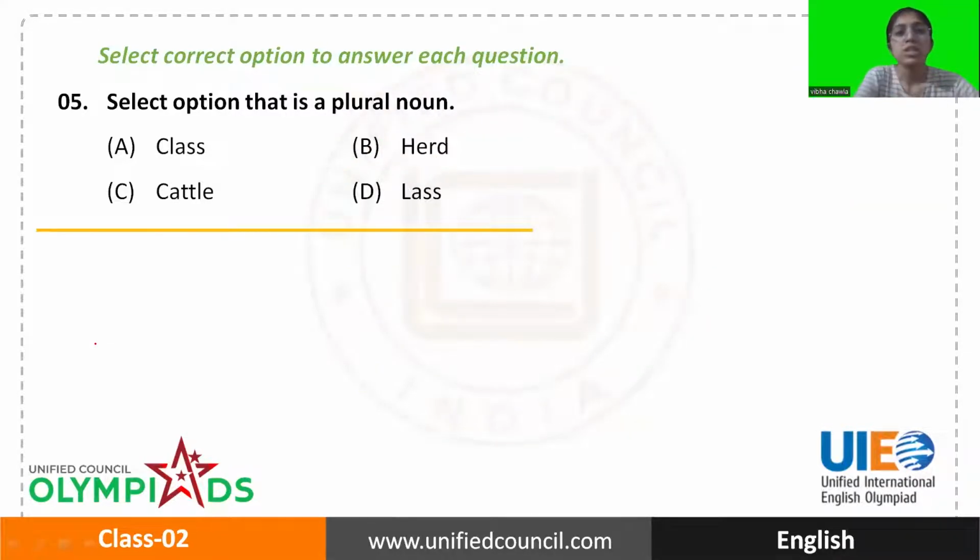Next up, question number 5. Select option that is a plural noun. Class, herd, cattle, or lamb. So the noun which is plural here is cattle. Cattle is a plural noun.